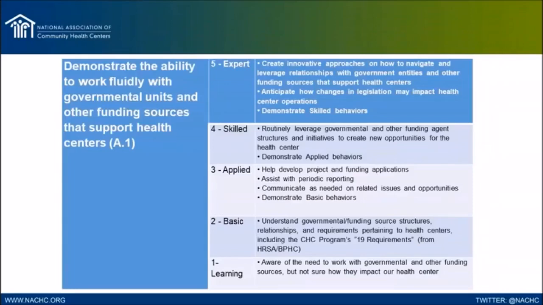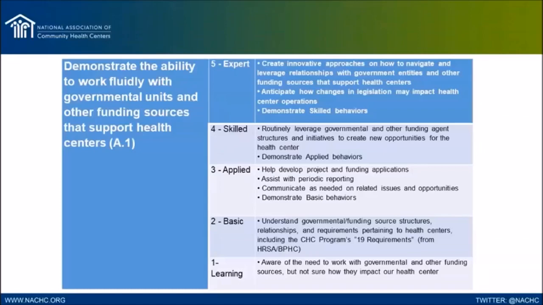So the first task is the ability to work fluidly with governmental units and other funding sources that support health centers. It really doesn't surprise me that people identified this as a gap. It certainly was for me. When I did this assessment of myself, it was early in my clinical leadership pathway. I was working in quality assurance and not much else on the administrative and leadership side. So I hadn't done a whole lot of work with this particular task at that time. And I feel like in the last few years, I've moved up from a learning level to a higher level by doing some of the things that I'll talk about in a moment.